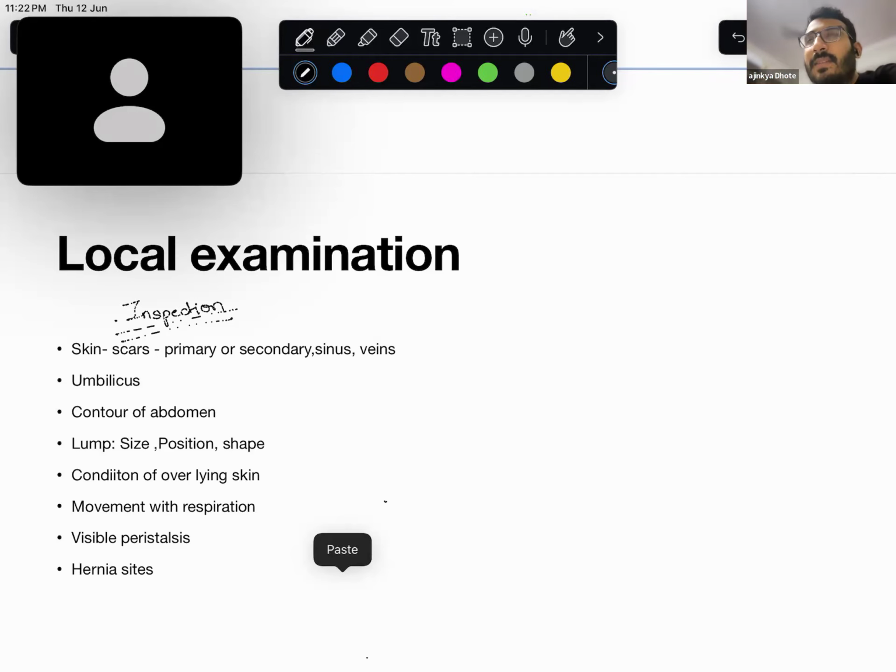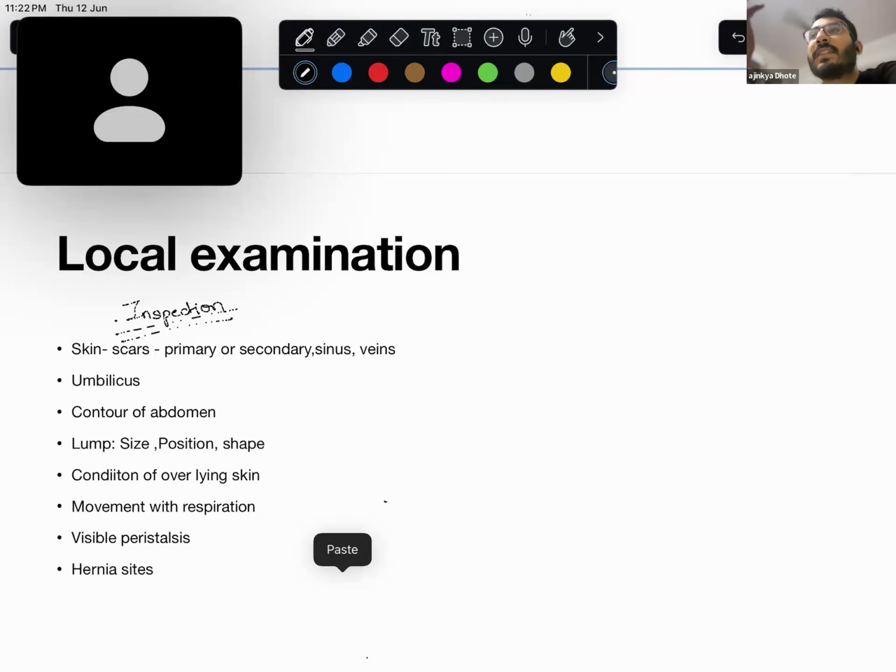Second thing is the umbilicus, the position of the umbilicus. Is it deviated upwards or downwards, based on whether there's a lump which is pushing the umbilicus? If there's a pelvic lump, the umbilicus will be pushed upwards. Is the umbilicus everted or inverted? Eversion will be in cases of tense ascites. Usually, normal ascites does not cause eversion of the umbilicus.